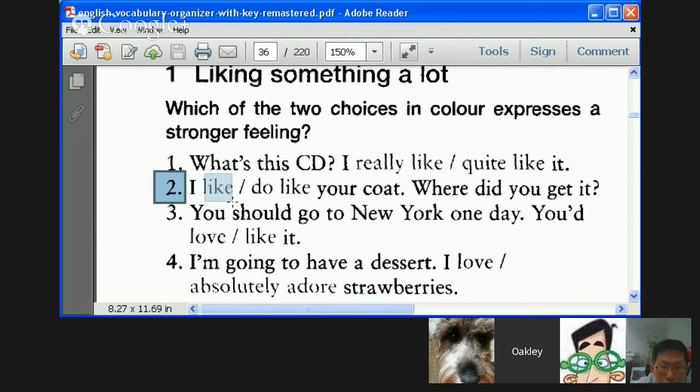I like your coat. Where did you get it? Now, which one is a stronger expression? I like your coat or I do like your coat? I like your coat. Well, actually, no. Okay, now this is a weird thing, all right? This is a strange English thing. It makes no grammatical sense.